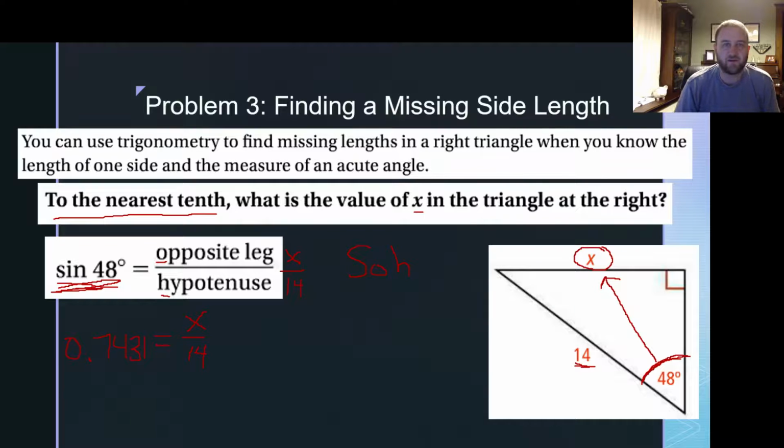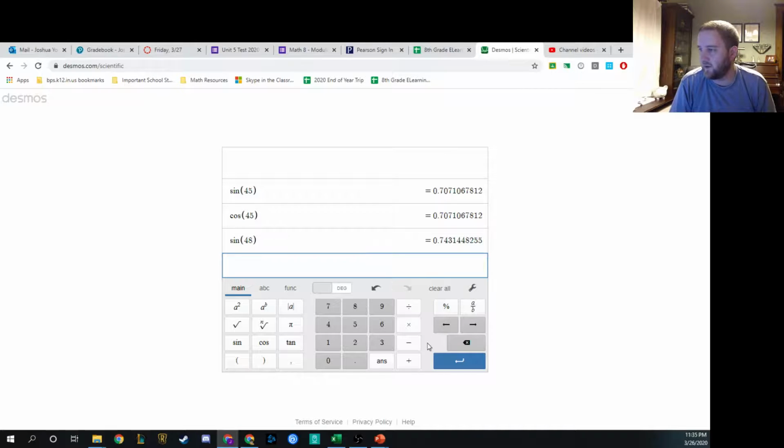Okay, now how can we solve for x? Well, that's easy. We just multiply by 14 on both sides. So we'll times by 14 here, and we'll times by 14 here. So we're going to take our 0.7431. Actually, what's probably better for us to do is use the whole decimal, just so that we're more accurate, instead of 0.7431. And we'll take that times 14.